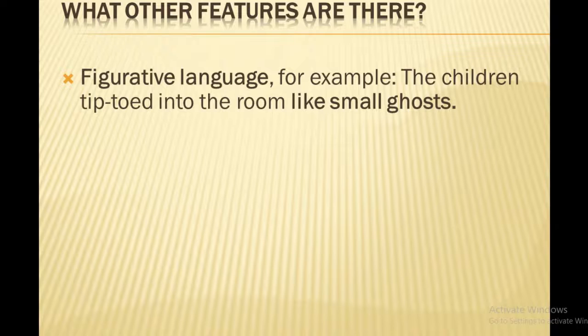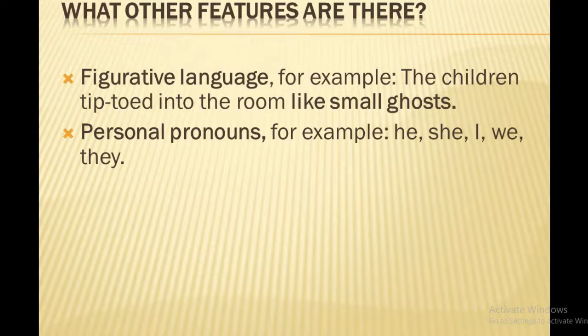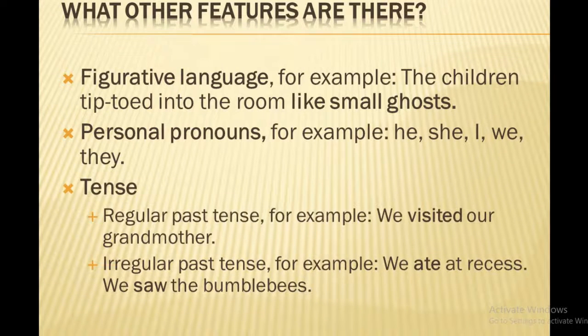And then in the recount we also use personal pronouns. For example, he, she, I, we, they. For example, he went to the market very early in the morning. And the last is the tense. The tense used in the recount is the regular past tense. For example, we visited our grandmother. Visited is the past tense of visit, and it is a regular past tense. We visited our grandmother.